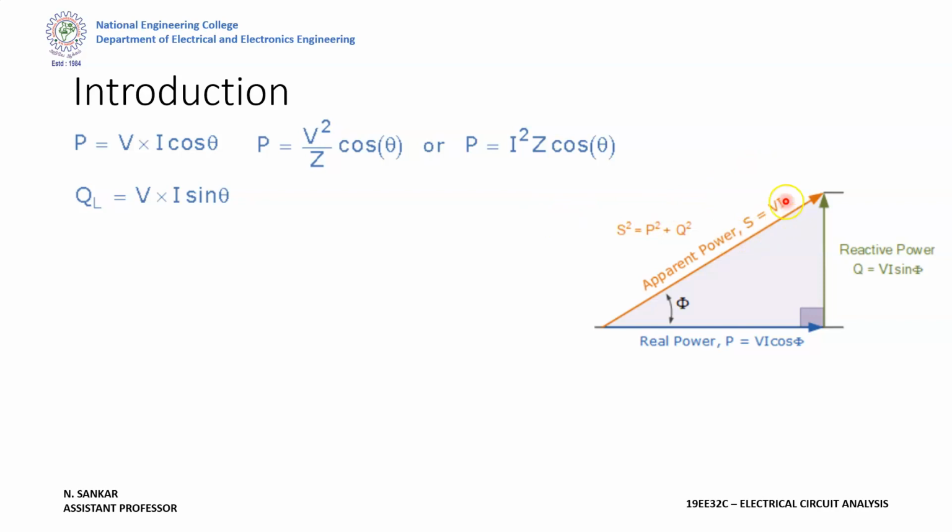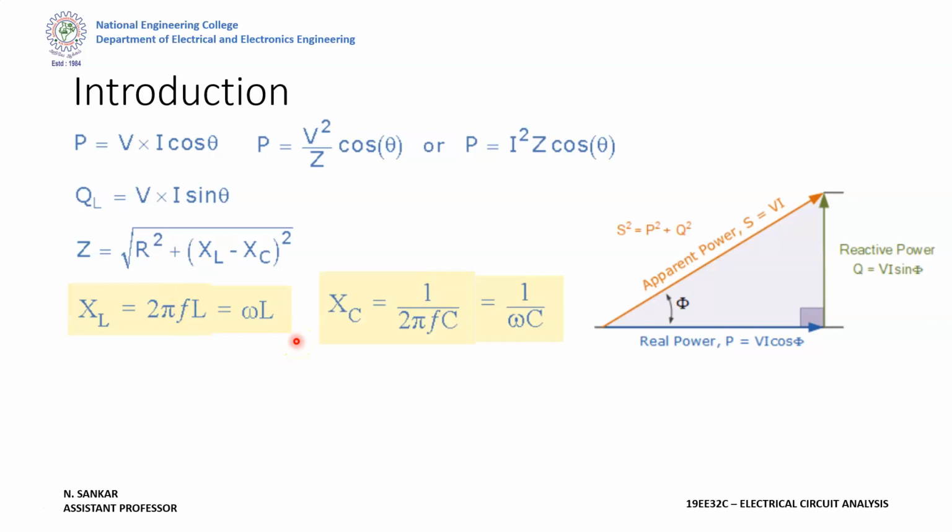Impedance Z is nothing but square root of R square plus XL minus XC whole square. Here XL is the reactance of your inductor, which is omega L, and XC is the capacitive reactance, which is 1 by omega C, where omega is nothing but 2 pi F. And theta, cos theta, is your power factor. You can determine the value of theta using cos inverse of R by Z.